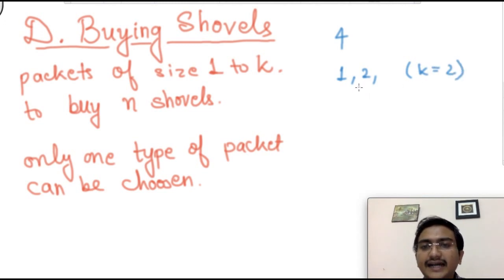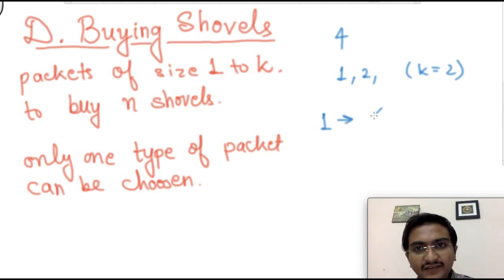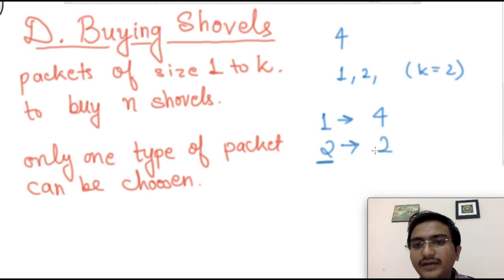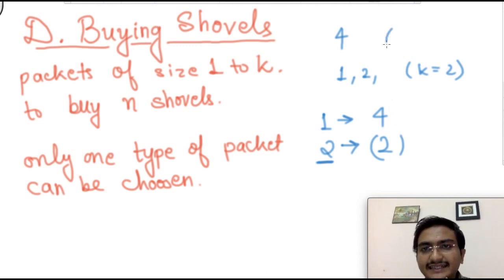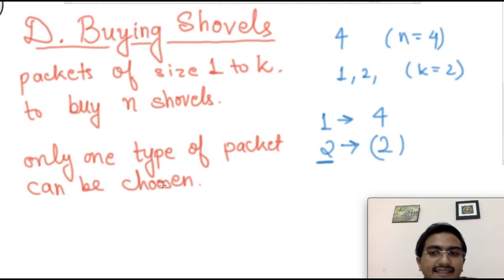Then either you can buy packet 1, and each packet contains only one shovel, so then you have to buy 4 packets, or you can buy packet type 2 and then you have to buy only 2 packets because 2 into 2 is equal to 4. So in this case this was a simple question of finding the factor of n.